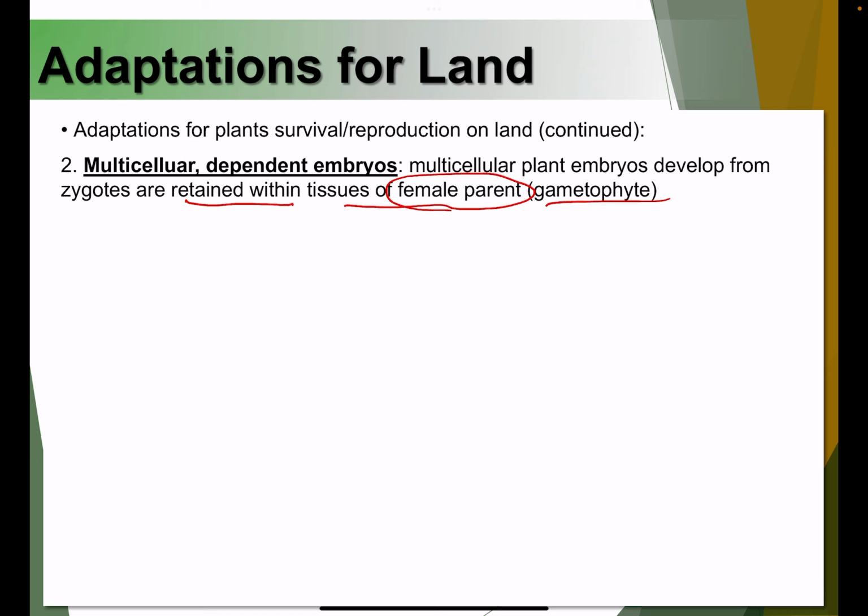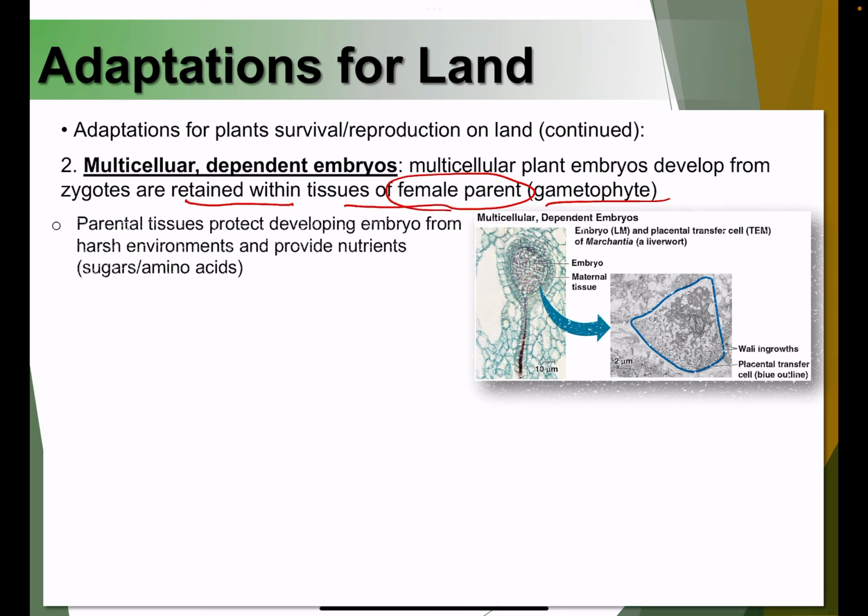It's kind of like how human embryos are nested into the female's uterine wall in order for them to develop, be nourished, and remain protected. And this is the same concept, okay? Similar case where these plant embryos are just protected within tissues of the female parent or gametophyte. So this is again where I said some concepts from plants are kind of similar to humans. Parental tissues protect from the gametophyte, the female gametophyte will protect the developing embryo from harsh environments, cold, rain, snow, whatever it is, and provide nutrients such as sugars and amino acids.